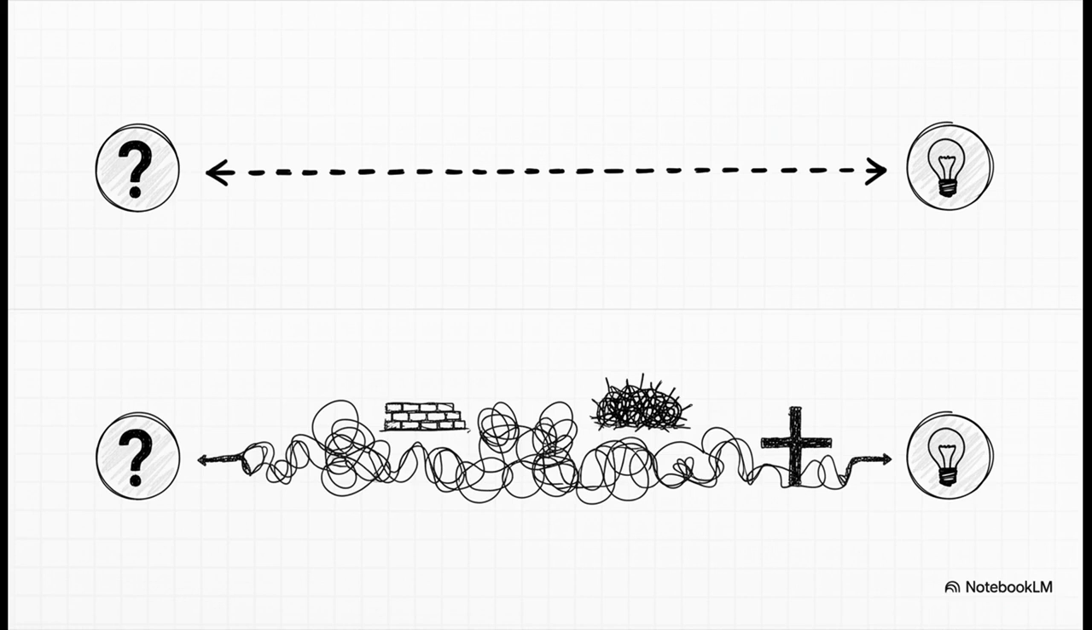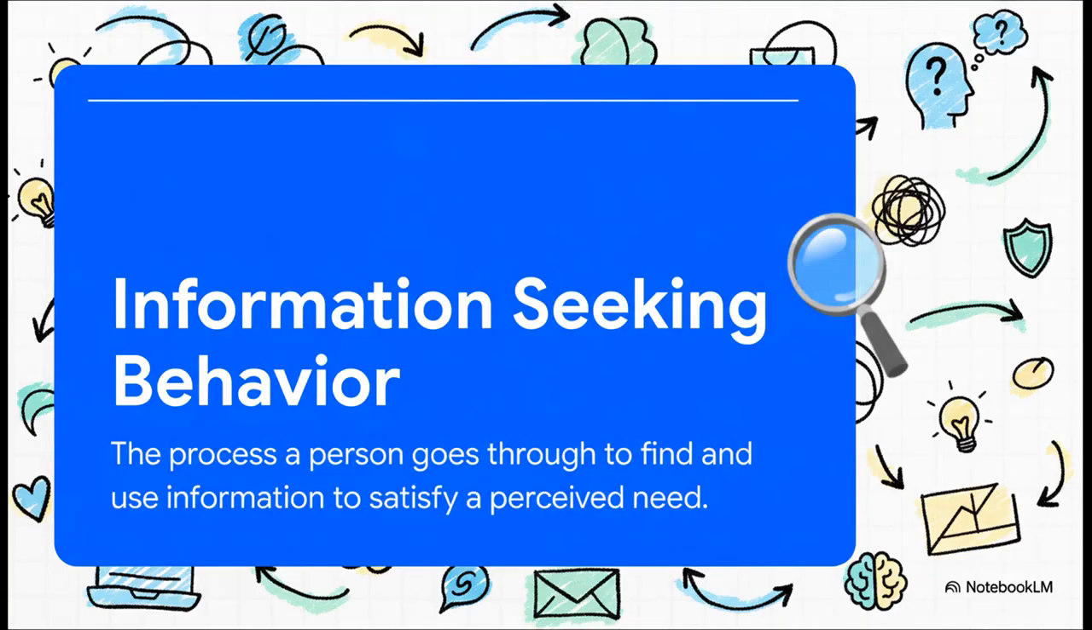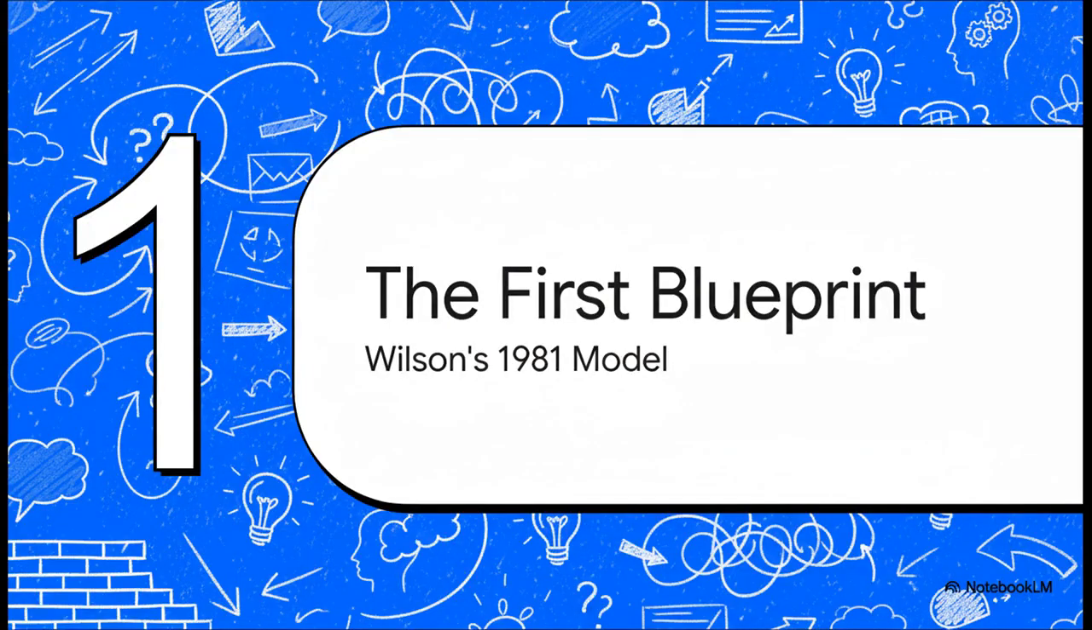And this is the core idea that T.D. Wilson really dedicated his work to understand. Wilson is basically considered the father of a field that studies exactly this, our information-seeking behavior. It's really just the formal name for that entire, messy, human process of realizing you need to know something and then actually going out to find it and use it. It's the how and why behind every single search you've ever made. So, how in the world do you map something that complex?